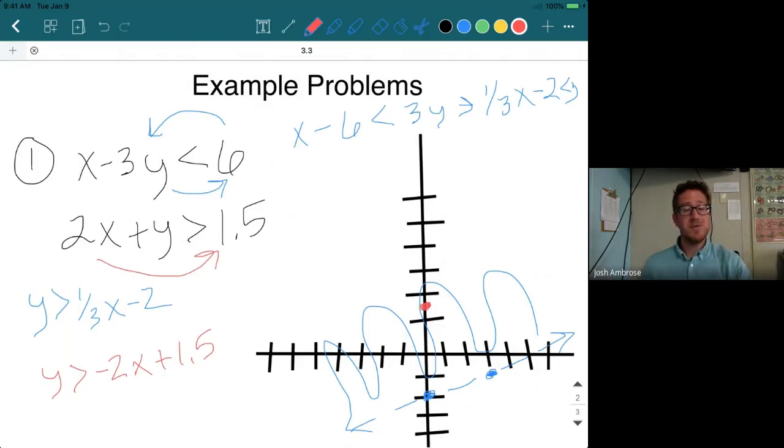Then with a slope of -2, don't forget that there always is a 1 underneath it. So we would go down 1, down 2, then to the right 1. So we are right about there. And again, this is just greater than. We don't have the or equal to, so it's dashed, right? So let's go with a dashed line.